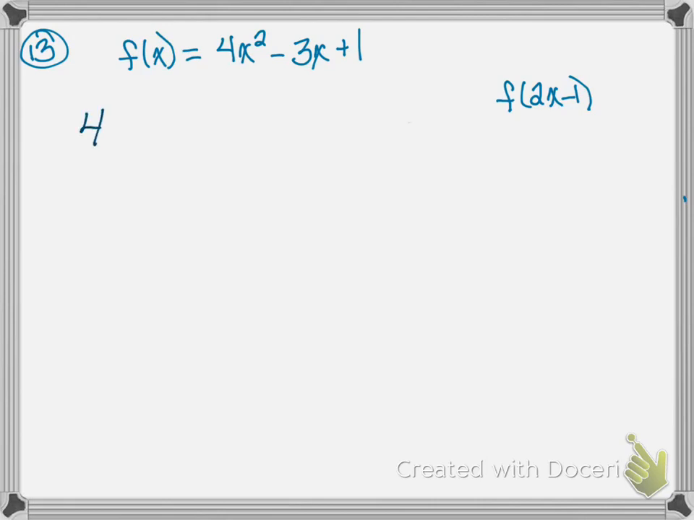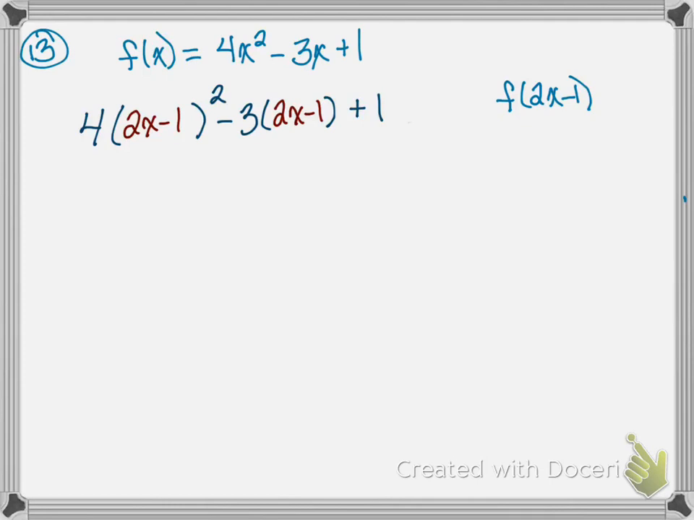So I have 4 times 2x minus 1, and that 2x minus 1 is being raised to the second power. Then I have minus 3, and I'm going to put 2x minus 1 there also. Okay, and then I've got my plus 1. There's a couple of different things going on here.